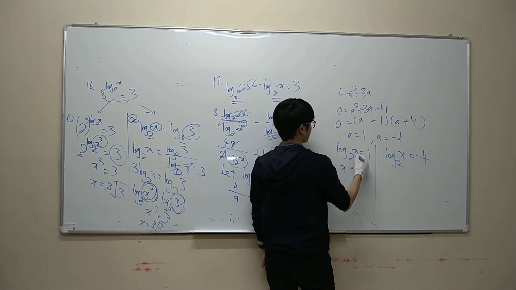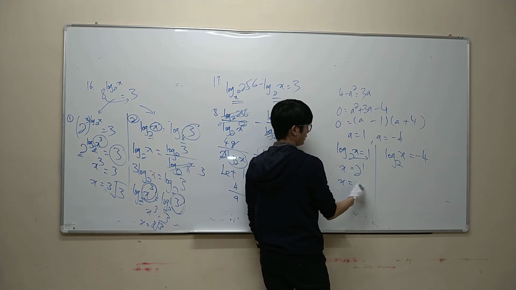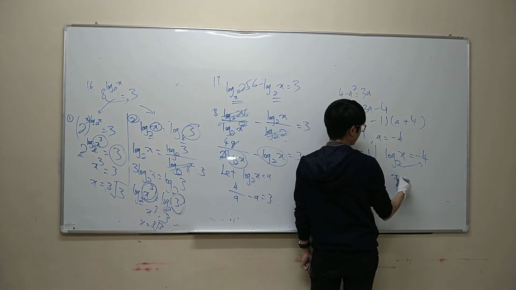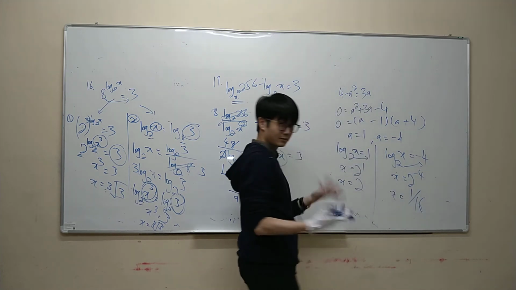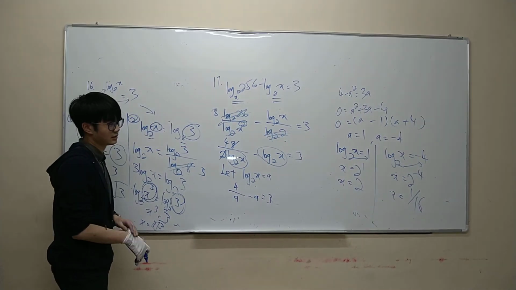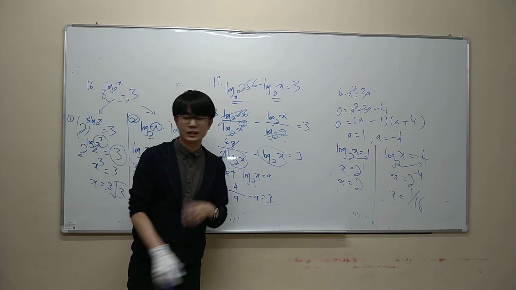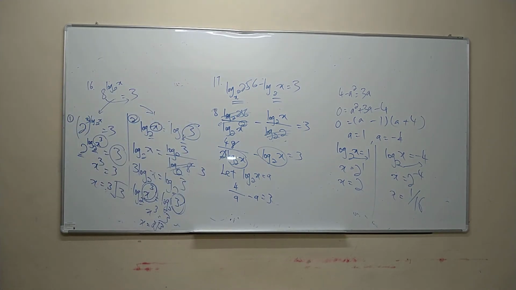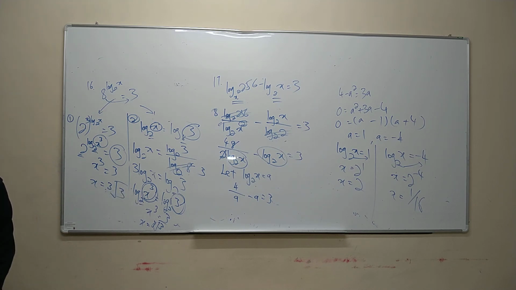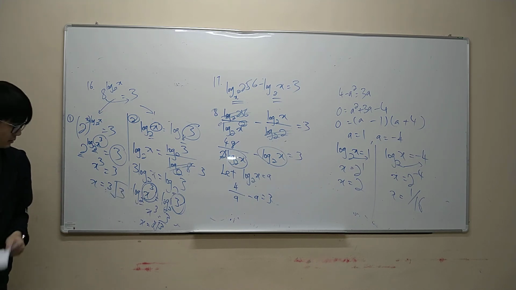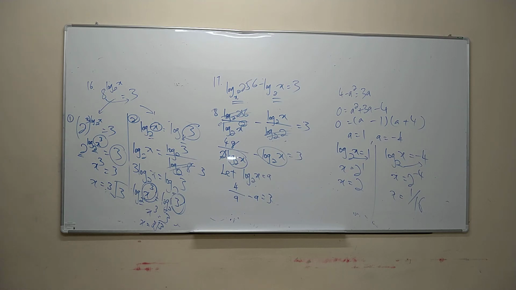So what is x? Tendang, 2 power 1, 2. What is x here? Tendang, 2 power negative 4, 1 over 16. Boleh? That's the answer. Right? Did I do it correctly? I did it so fast, so I'm scared I made some mistake here. So I have the answer here. Let me check. Betul lah. Okay, hope you understand.